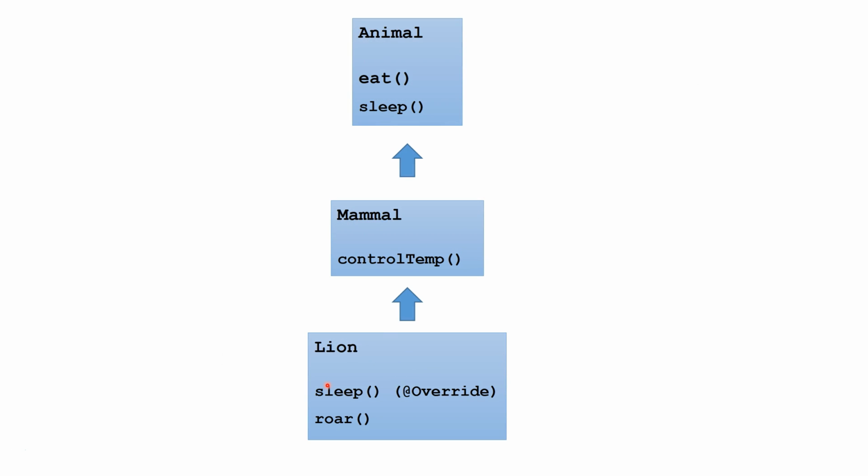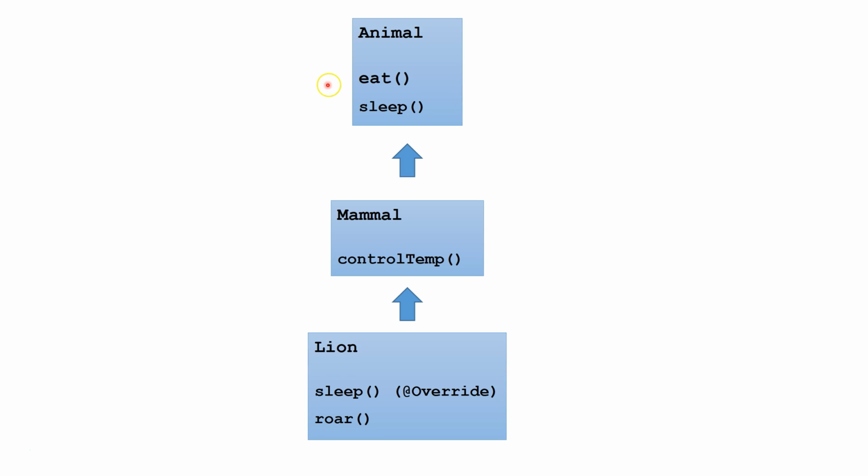Let's look at some classes that are in a superclass-subclass relationship. We always say that a subclass is in an is-a relationship with a superclass. So a mammal is an animal, and a lion is a mammal. We could also say lion is an animal.